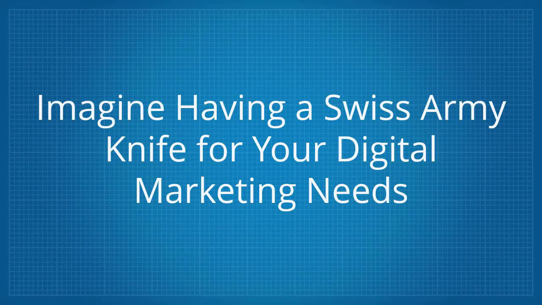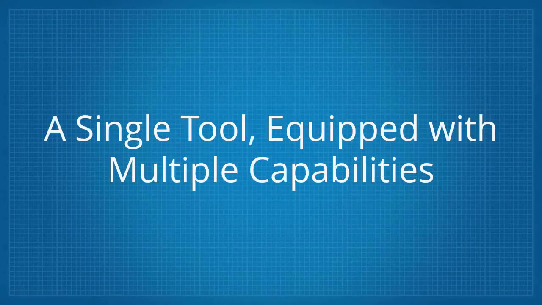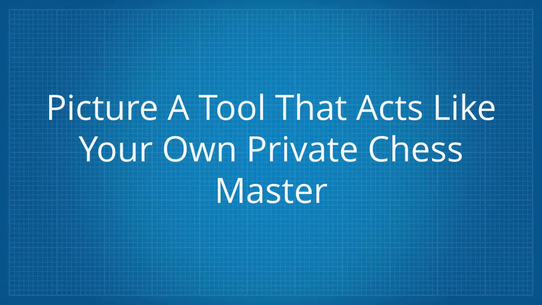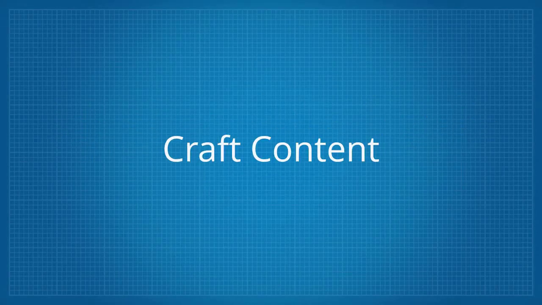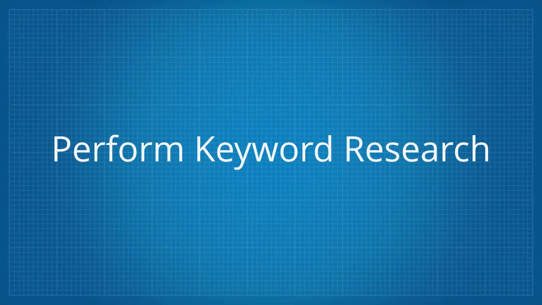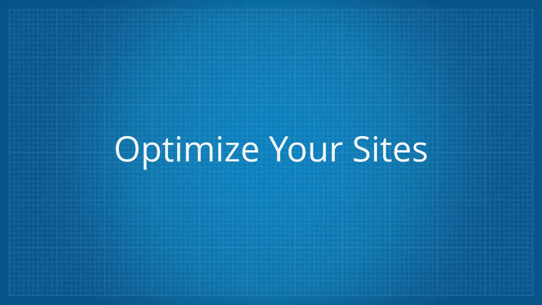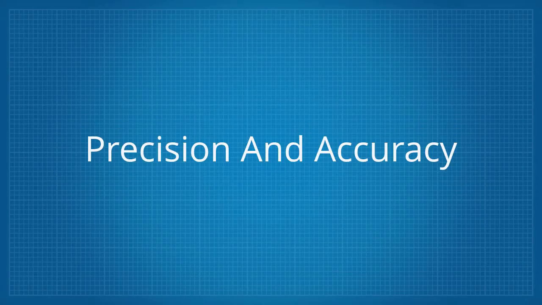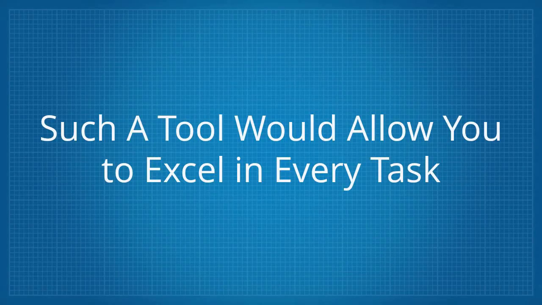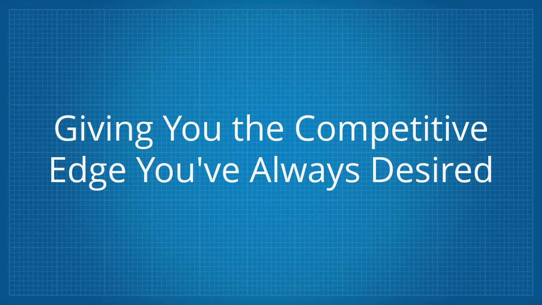Imagine having a Swiss Army knife for your digital marketing needs. A single tool equipped with multiple capabilities. Picture a tool that acts like your own private chess master, making calculated, strategic moves to craft content, perform keyword research, optimize your sites, and carry out a range of digital marketing tasks with precision and accuracy. Such a tool would allow you to excel in every task, giving you the competitive edge you've always desired.